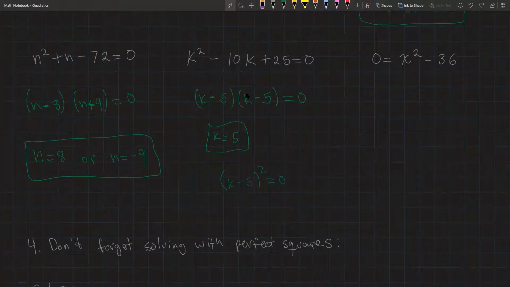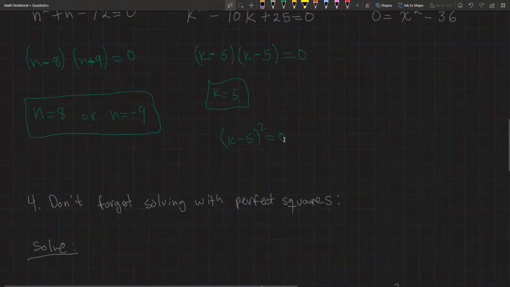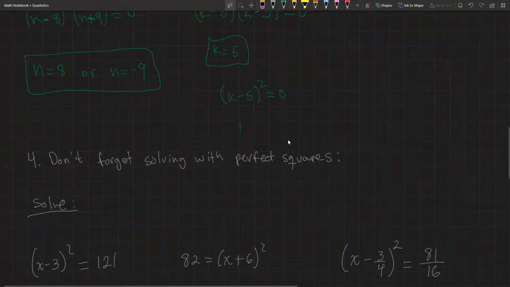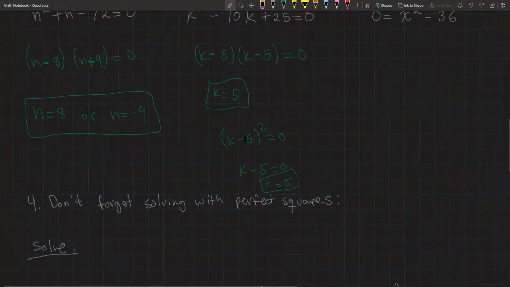And k minus 5 is a something. And the square root of 0, there's no positive and negative version of that. It's just k minus 5 better be equal to 0. So k equals 5. That's how we would solve. That's how we used to solve these type of equations before, with perfect squares, which hopefully we're not going to forget in the future.